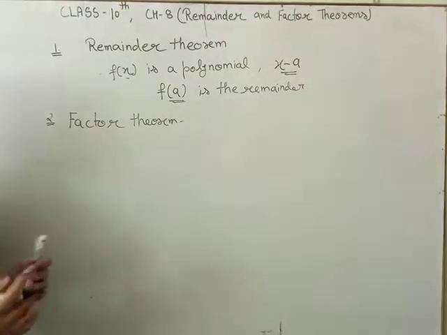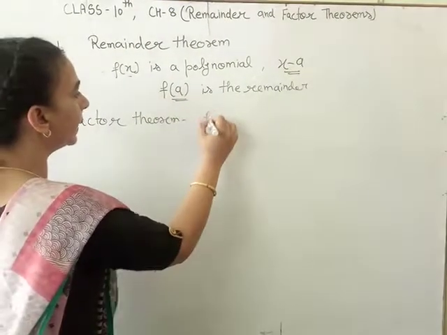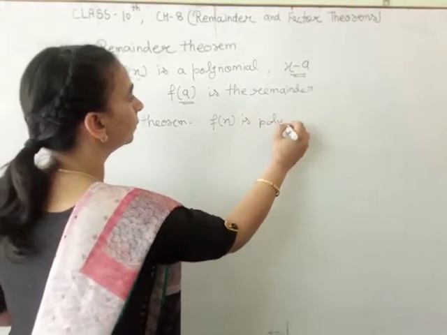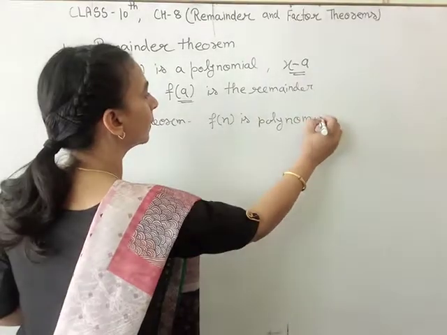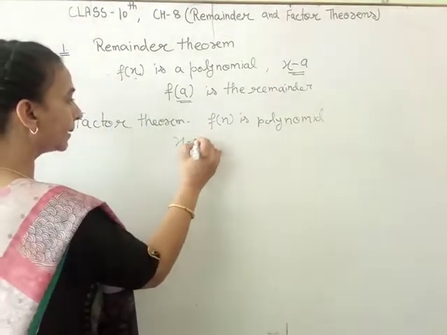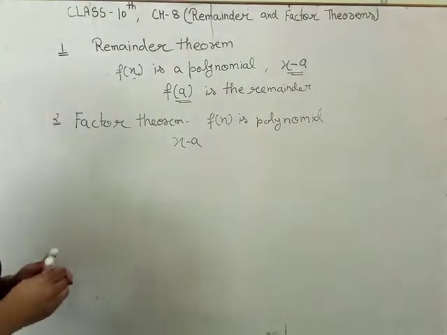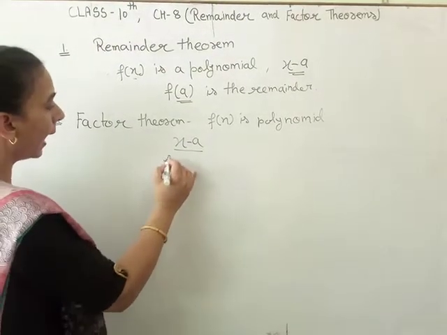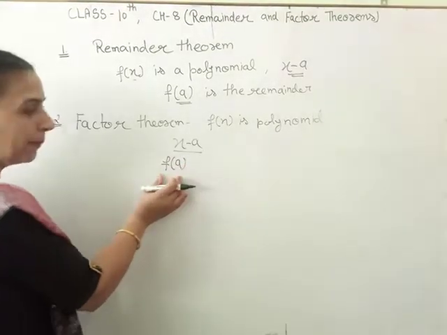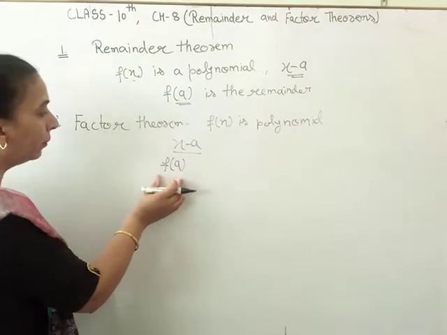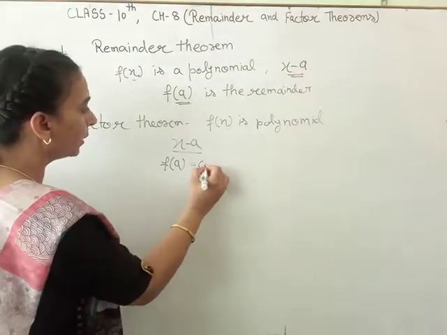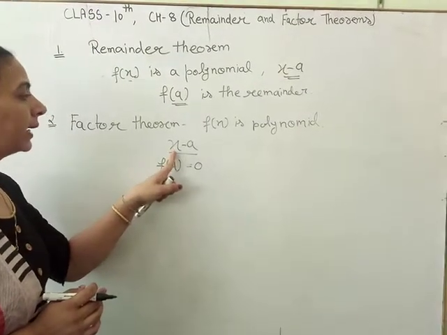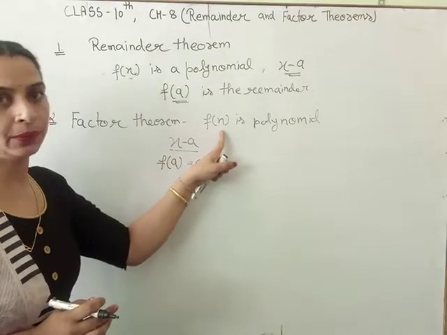Theorem. What is the factor theorem? Same as before. If f of x is a polynomial divided by x minus a, then f of a is the remainder, and when this remainder is equal to 0, then x minus a is a factor of the given polynomial.